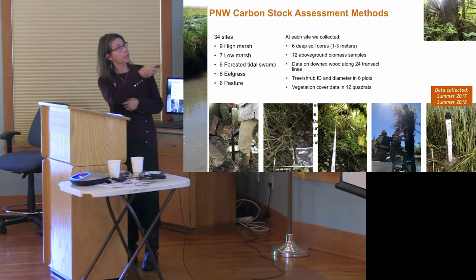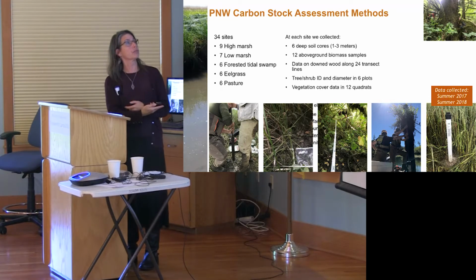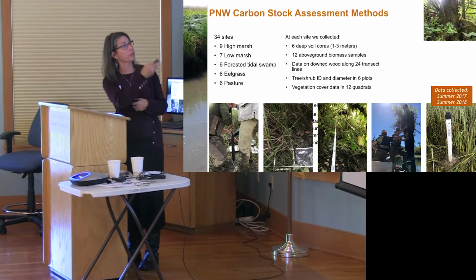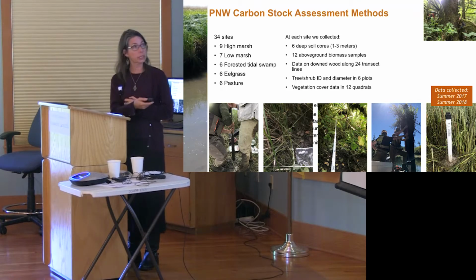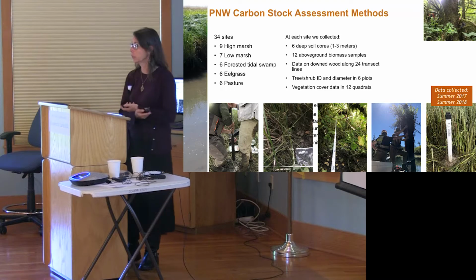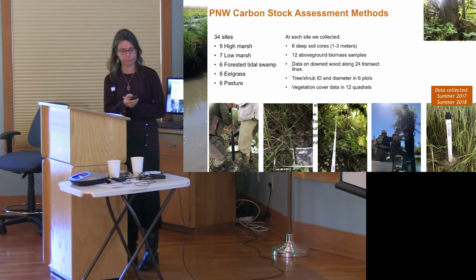So the distribution of the sites was not quite equal, but we did get a good representation of all of the different kinds of habitat types in addition to 6 pasture, diked areas for comparison.